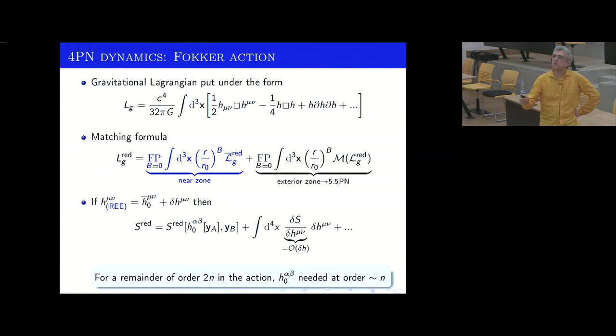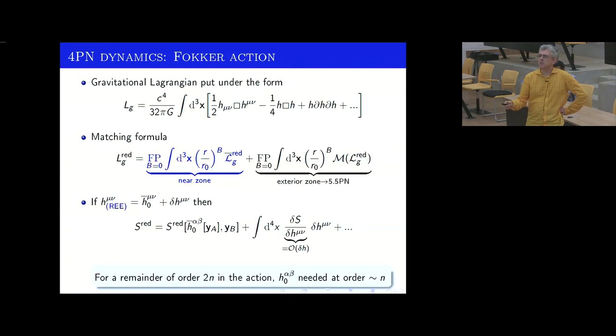And now we use a very crucial lemma saying that we can decompose the Lagrangian into a part depending on the post-Newtonian expansion and a part depending on the multipole expansion. This part actually is very tiny, 5.5 PN order. So only the near zone part will contribute at 4 PN. We need to perform this splitting to introduce a regularization procedure with a cutoff R0.